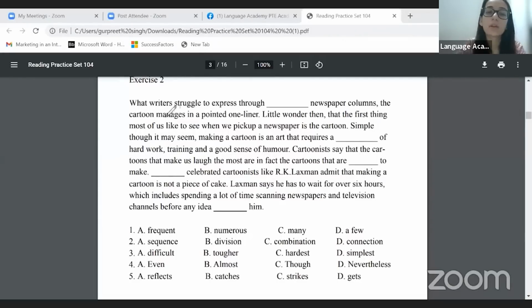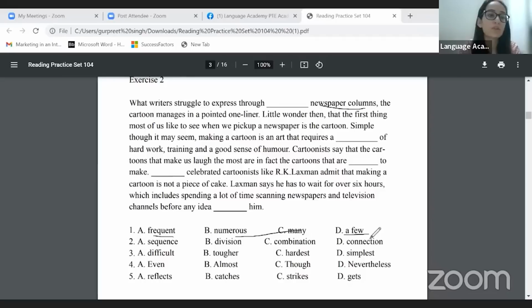This one says, when writers struggle to express through dash newspaper columns, the cartoon manages in a pointed one-liner. So what we have in the options is "frequent." Frequent means how many times. Newspaper columns have nothing to do with how many times. We can have a number of columns, but not how many times something is done. That is frequency. "Numerous" and "many" both mean the same. "Numerous" is a better academic version of "many" only.